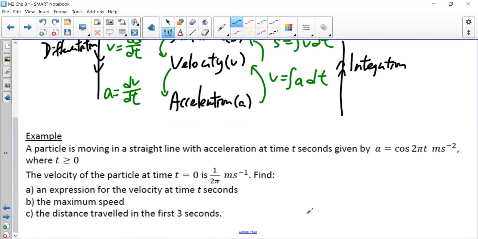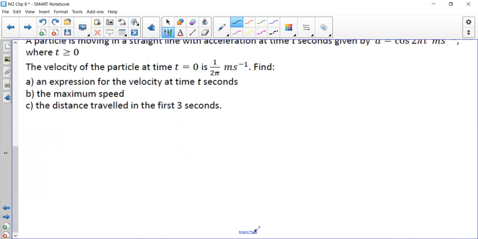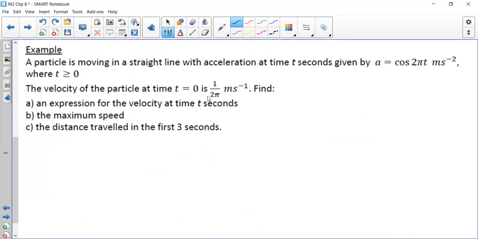Right, so example. A particle is moving in a straight line with acceleration at time t seconds given as a equals cos 2πt meters per second squared. By seeing this, you know this is variable acceleration. Constant acceleration is when you see a equals 5, a equals g, a equals 6, a equals -3, a number, a constant. Next one. The velocity of the particle at time t = 0 is 1/(2π) meters per second. Find an expression for the velocity at time t seconds.